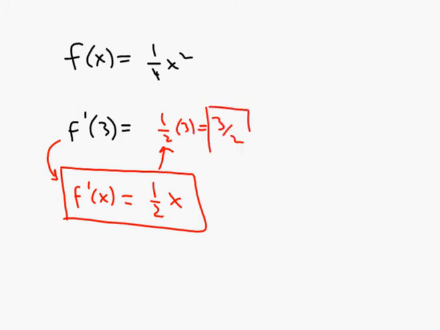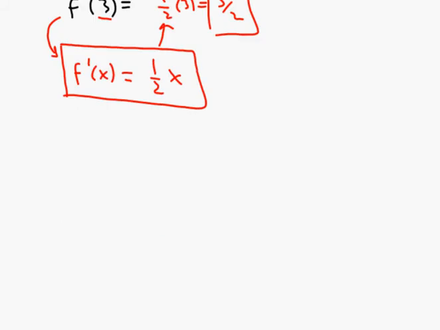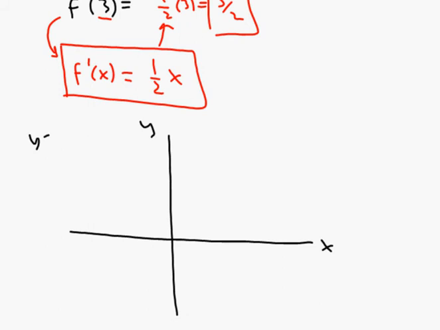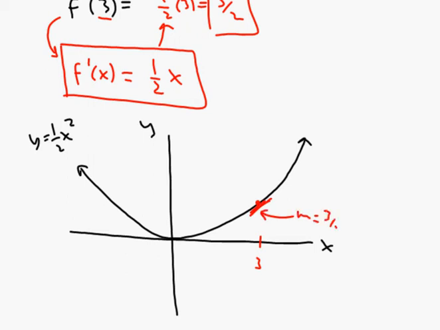Now, I want to reinforce what that means, and then show you something else clever that you might not have known. So this 3/2 means the slope of the tangent line to this function at x equals 3 is 3/2. We can draw a picture of that function pretty easily. Here's x and y. We know y equals a half x squared is a parabola, and the 1/2 makes it a little bit wider than usual, so maybe it looks something like that. And we've just shown that when x is equal to 3, the slope of the tangent line at that point is 3/2.